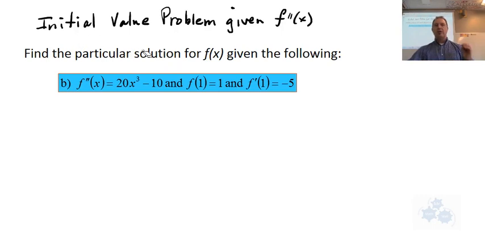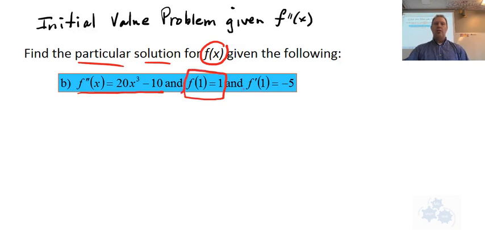This is an initial value problem of second order, and the second order comes into play when we're given the second derivative. We want to find the particular solution, that is f of x, the original function, given the following. Here is its second derivative, and here is the initial value of the original function. We also have some information about the first derivative, which we're going to need in order to find all the constants that we need for this particular solution. So let's just get right into it.